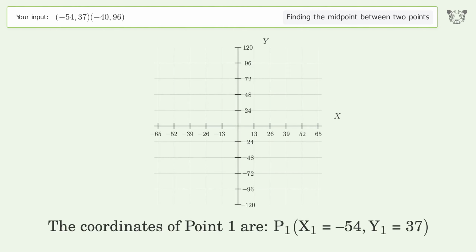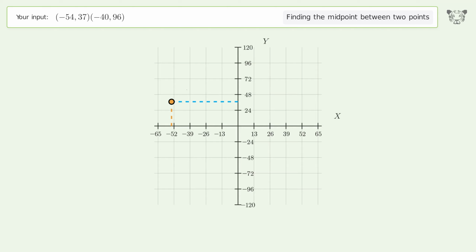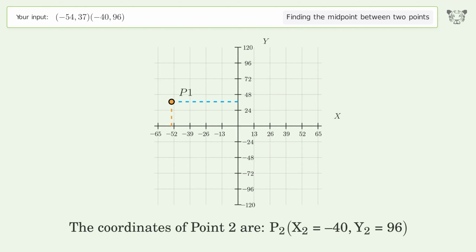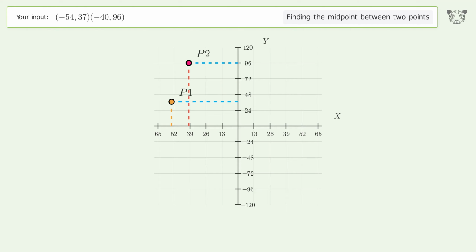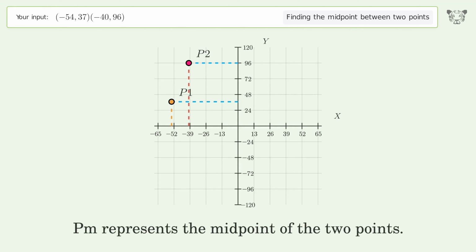The coordinates of point 1 are, x1 equals negative 54, y1 equals 37. The coordinates of point 2 are, x2 equals negative 40, y2 equals 96. PM represents the midpoint of the 2 points.